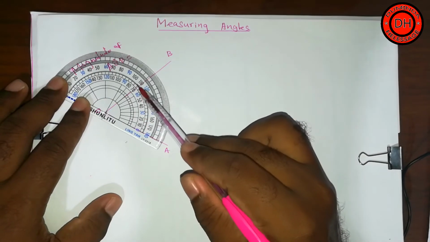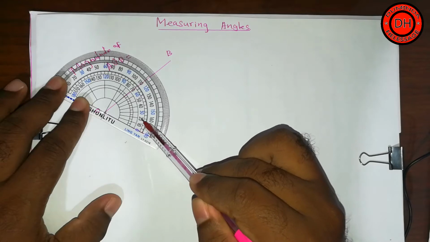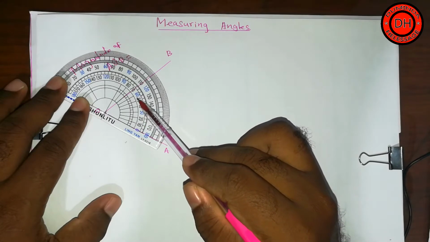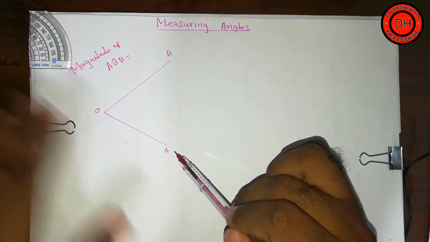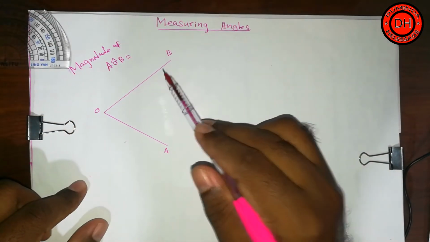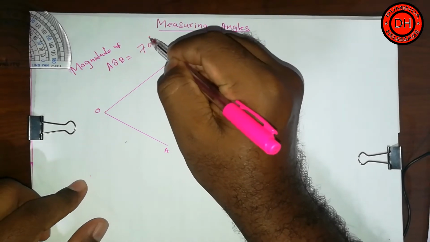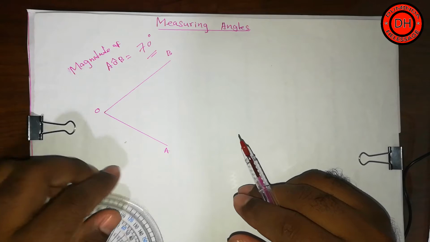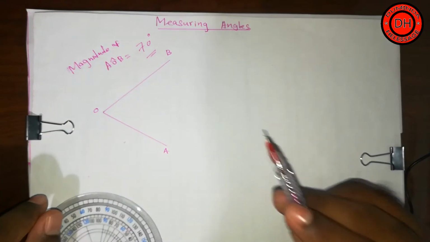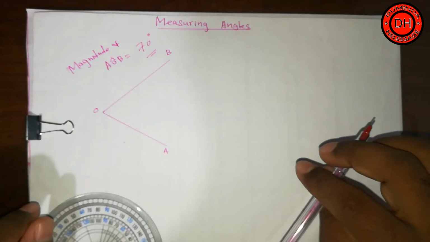In the inner scale, if I count 10, 20, 30, 40, 50, 60, 70. So therefore the magnitude of the angle AOB is 70 degrees. Okay, that's how we measured that angle. Let's see a few more angles, how to measure those.